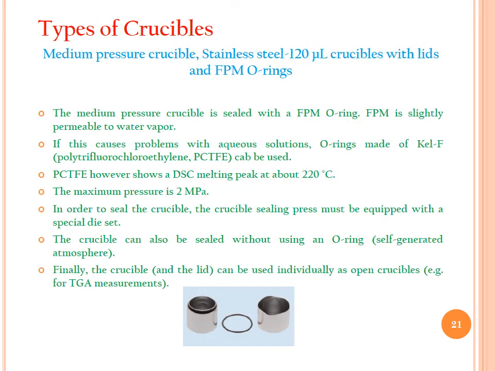Now let's discuss the crucibles that depend upon the pressures. So these are the pressure crucibles. Now let's discuss the medium pressure crucibles. These are made of stainless steel, have a capacity of 120 microliters, incorporated with lids and FPM O-rings.